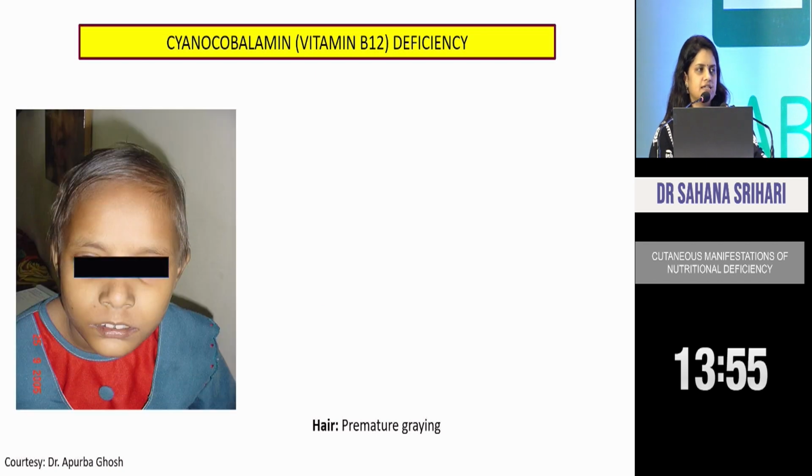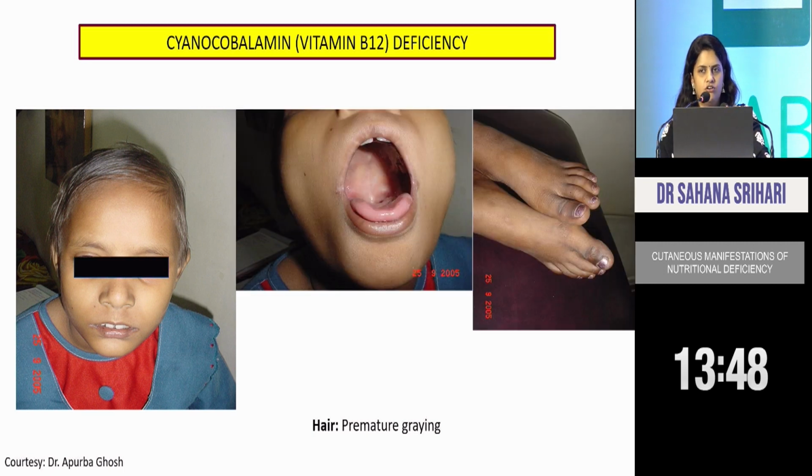Vitamin B12 deficiency can also cause premature graying of hair. So this is one feature we need to keep in mind. And also vitamin B12 is one of the B complex vitamins that is not very safe in very large doses, because vitamin B12 excess can again cause the same symptoms as caused by vitamin B12 deficiency.